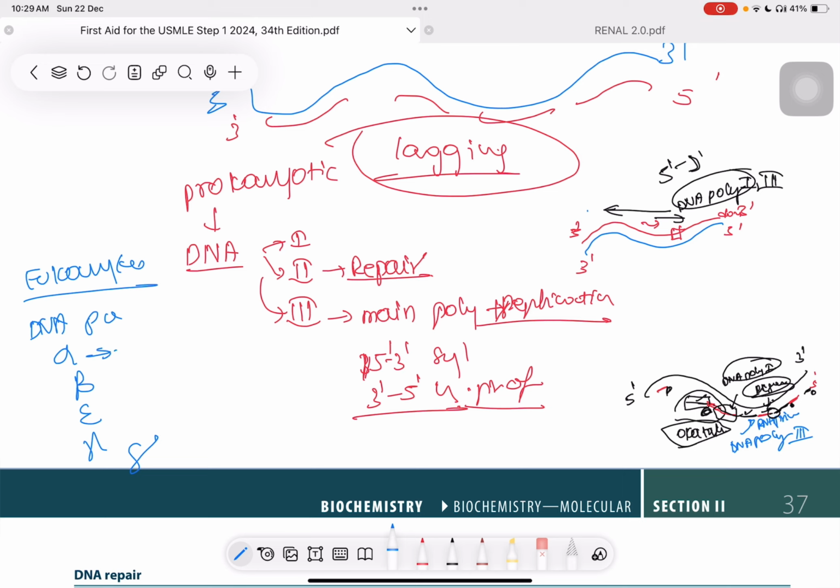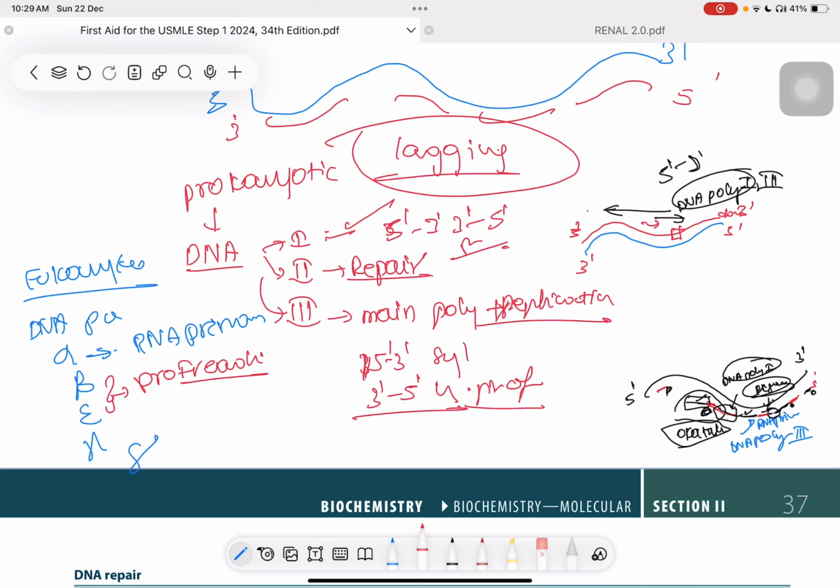This has RNA primase activity. Beta and epsilon, these both are important over here. These both have proofreading activity. In prokaryotes, DNA polymerase 1, 2, and 3 all have proofreading activity. But the difference is that there is always 5 prime to 3 prime activity, whereas DNA polymerase 1 also has 3 prime to 5 prime proofreading activity.